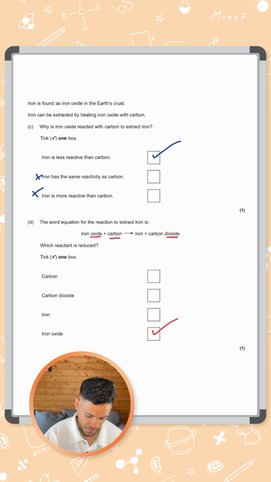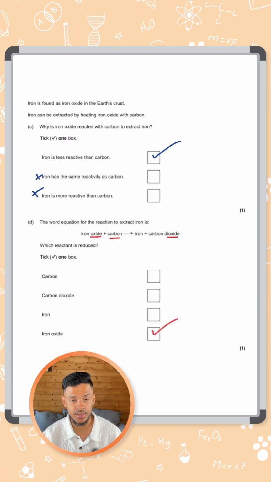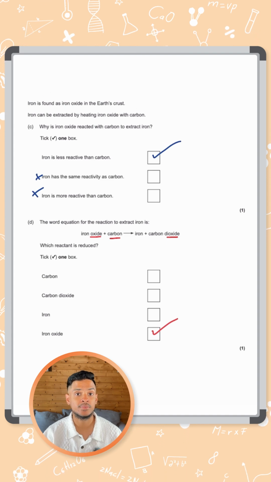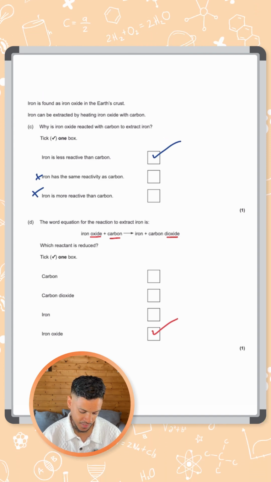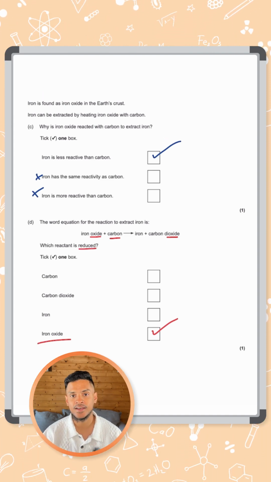The carbon, on the other hand, is gaining oxygen. It's going from carbon to carbon dioxide. So if it's gaining oxygen, that's being oxidized. But the question is specifically asking for reduction. It's asking what reactant is reduced. So the answer here is the iron oxide.